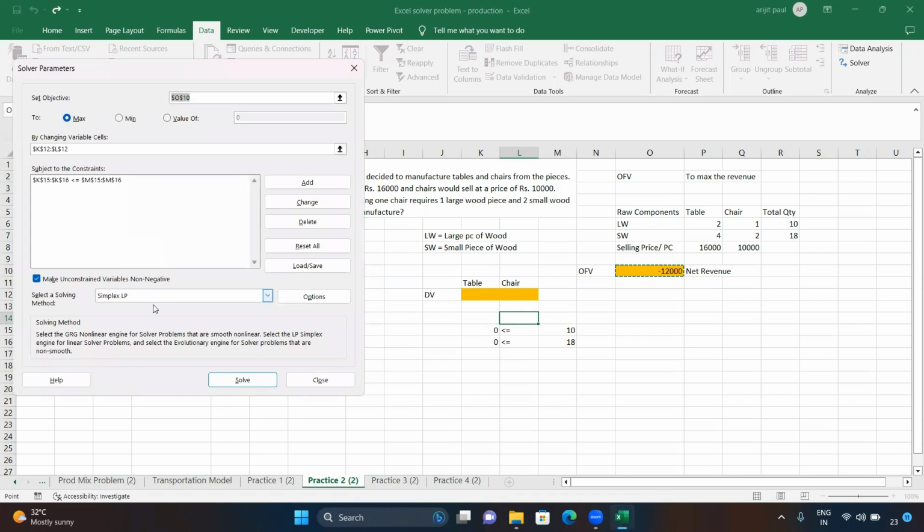Click on OK. Make unconstrained variables non-negative. So again, we are going to tick this one because we want to see the production quantity of table and chair, and we do not want to see any type of negative values here. So it will ensure that you are going to get a positive production quantity for table and chair. And as this is a linear problem, we are going to use the same algorithm, that is simplex LP. Okay, click on solve.